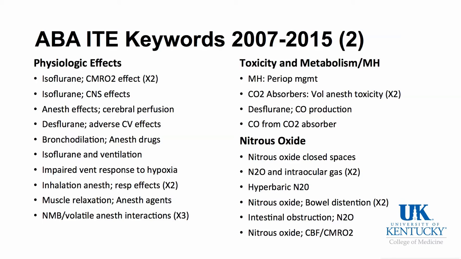Toxicity and metabolism issues, as well as the disease MH, and volatile anesthetic toxicity. Normally, we talk about what happens in the CO2 absorber, the heat that's generated, the potential for carbon monoxide to be generated with desflurane specifically, isoflurane a little bit less, and compound A with sevoflurane. And then we'll finish up with nitrous oxide, how it expands closed air spaces, bubbles in your eye of sulfur hexafluoride that can be used in ophthalmologic surgery, bowel distension, etc.